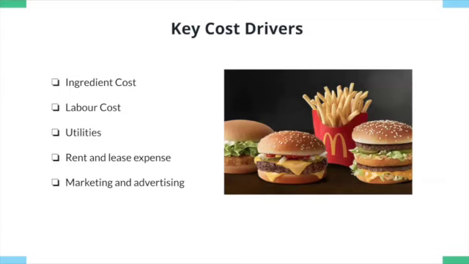Now on this slide, we're going to be talking about McDonald's key cost drivers. First of all, we have ingredient cost. The cost of raw materials such as meat, potatoes, and vegetables is a significant cost driver. Another cost is labor cost. Wages and benefits for restaurant staff, including cooks, cashiers, and managers, are key cost drivers. Another one is utilities. Energy costs, including electricity, gas, and water, contribute to operating expenses.